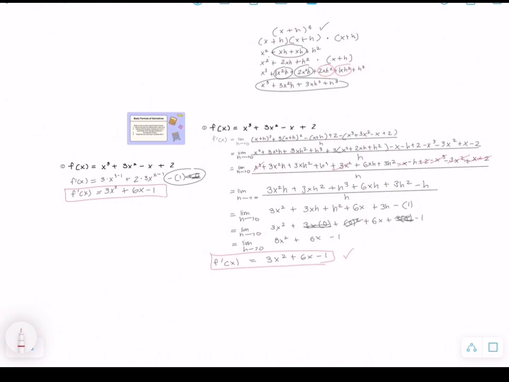But were we able to derive the same answer? Yes. So that means that either way you will get the same answer. And if you want it to be more convenient, you could choose the basic rules. But if you want it to be more challenging, a harder process, you want to improve your math skills or practice, you can use this process over here, which is the basic formula.